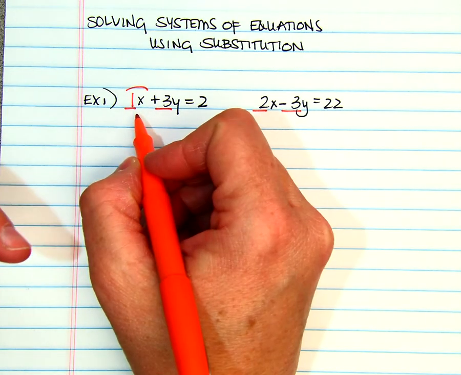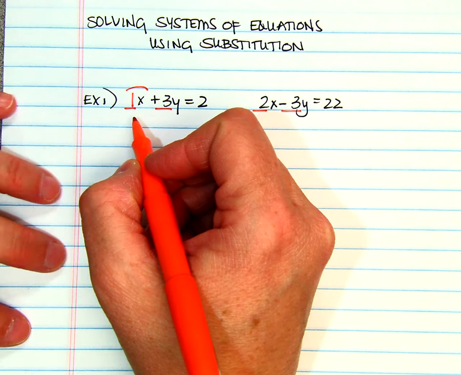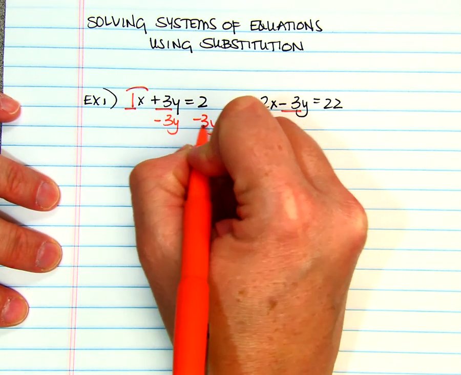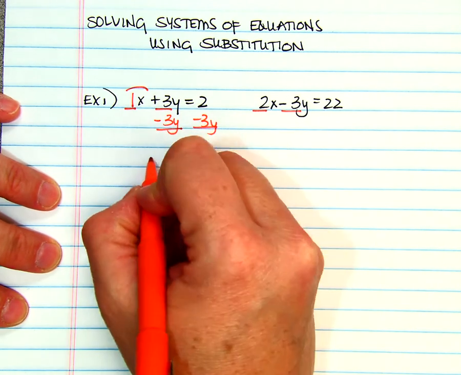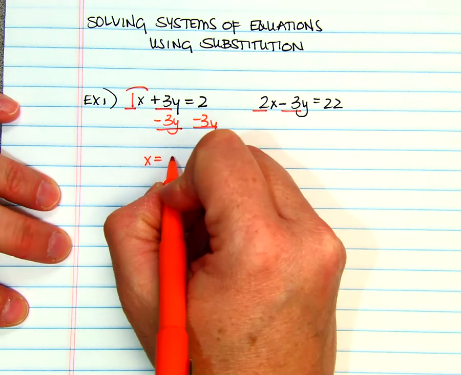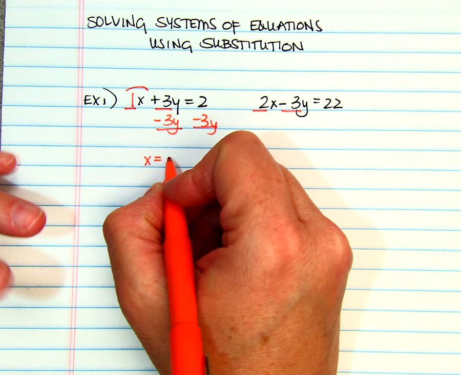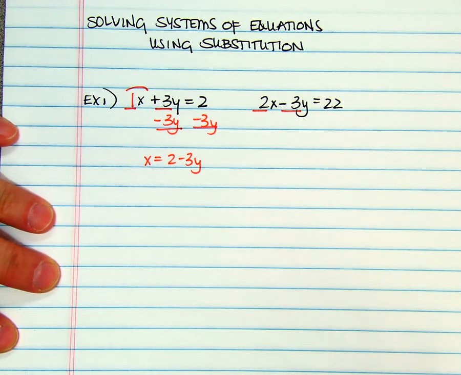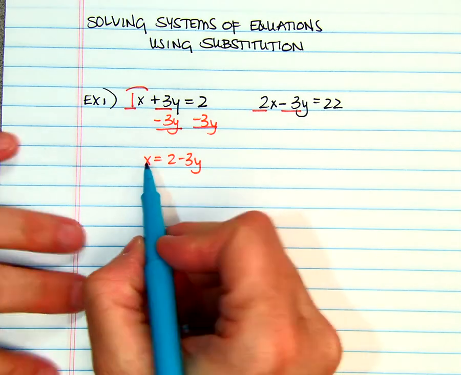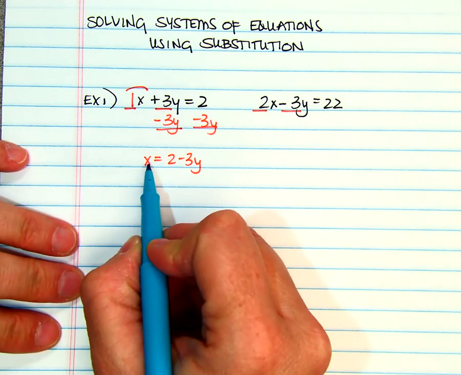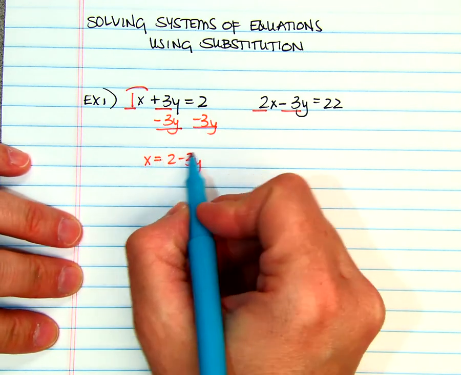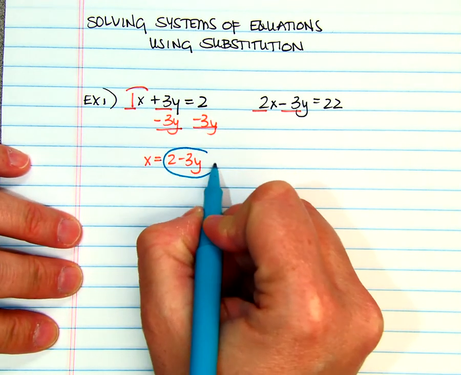Remember the literal equations that we did at the beginning of chapter 2, I believe. We are going to subtract 3y on both sides, which leaves me x equals, if you want to write the variable first, it doesn't matter. I'm just going to leave it as is and do 2 minus 3y. So what that means is that anytime I see an x, I can replace it with 2 minus 3y because x equals all of that.